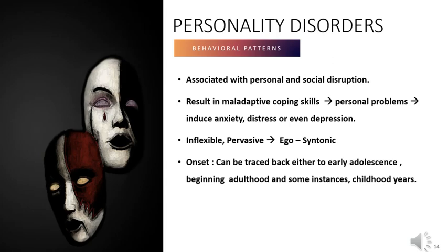This is due in large part to the fact that such behavior may be egocentric. That is, the behavioral patterns are consistent with the ego integrity of the individual, and are, therefore, perceived to be appropriate by that individual. The onset of these patterns of behavior can typically be traced back to early adolescence and the beginning of adulthood, and, in some instances, childhood.